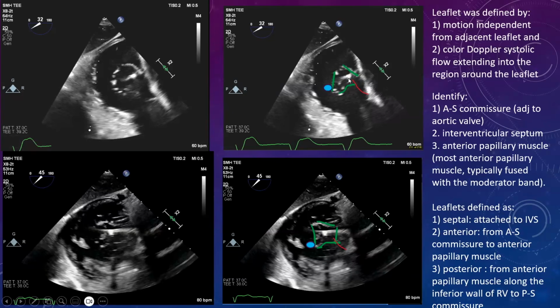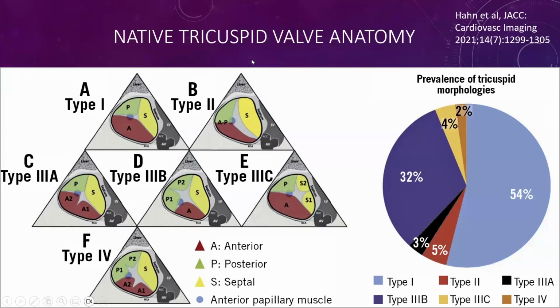And then once these structures are identified, you can decide which of the different anatomies you have. So I'm just going to go back to this image here. You have the septum, the anteroseptal commissure, and this little blue dot, which is the anterior papillary muscle. And then based on where the leaflets lie relative to this is how they're named.